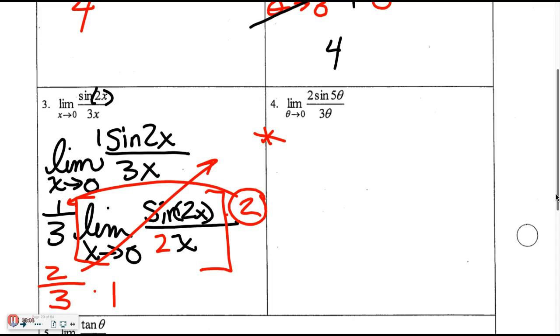Notice I'm not writing because I want you listening. I ended up with a 10/3 in front in my head, right? And then the rest of it was sine 5 theta over 5 theta, which goes to 1. So did we get a 10/3? I've seen lots of nodding. Okay, we're going to move along then.